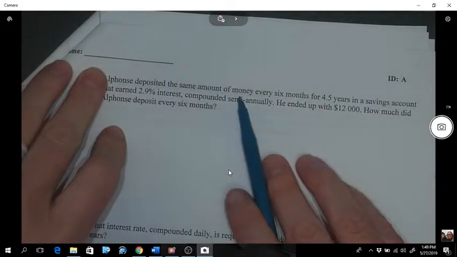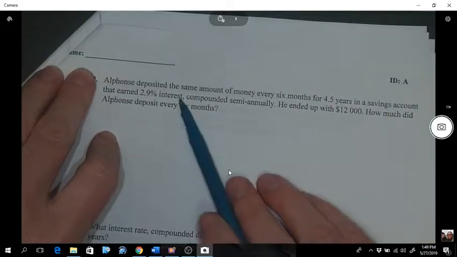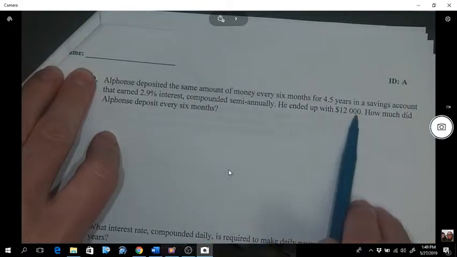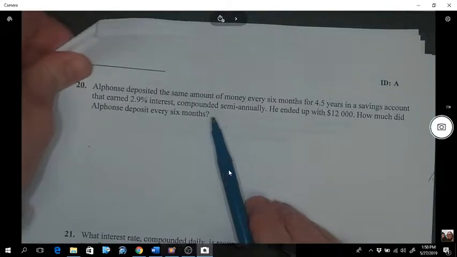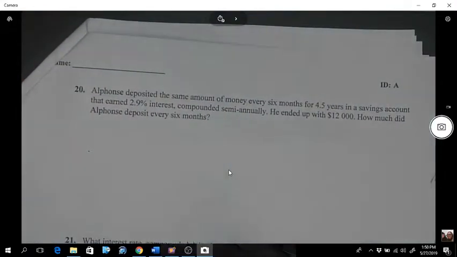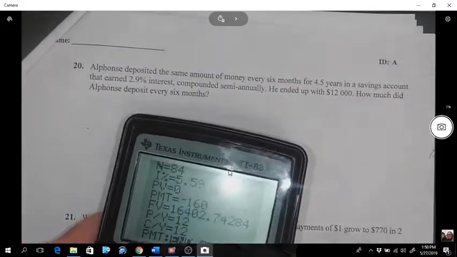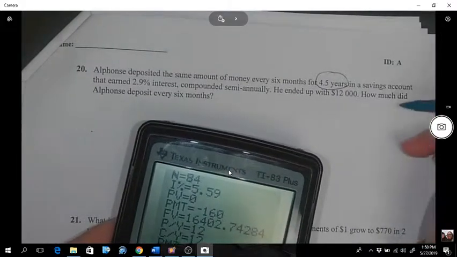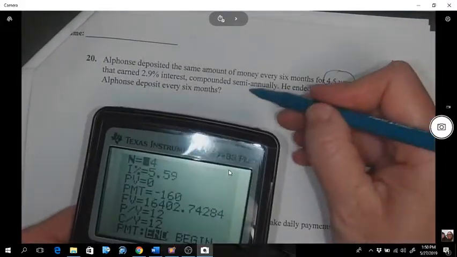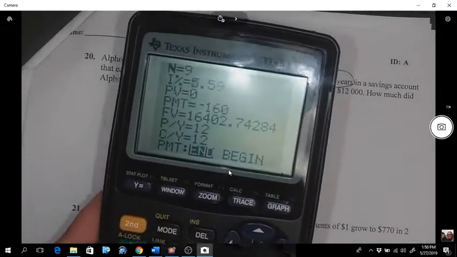He deposits money every 6 months, 4.5 years into a savings account, compounded semi-annually. He ended up with $12,000. How much did he deposit every 6 months? Okay, so we're going to go to our app. Do we have the N? 4.5 years and compounded semi-annually. So 2 times 4.5. He ends up doing 9.